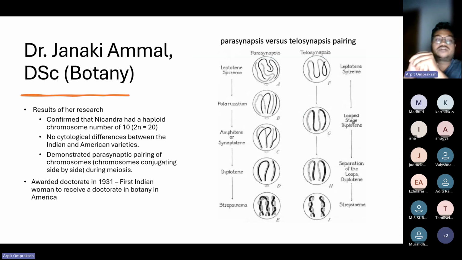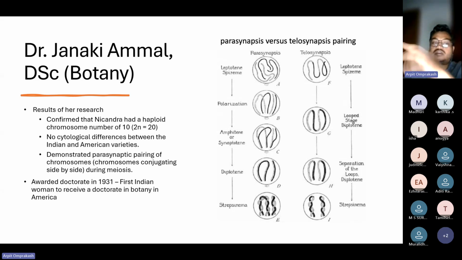Then during the course of her research, she confirmed that the plant had a haploid chromosome number of 10. So each cell has 2n number of chromosomes, which means each cell has 20 chromosomes in the organs of the plant. Then there were no cytological differences between the Indian and American varieties. That means they were similar to each other.